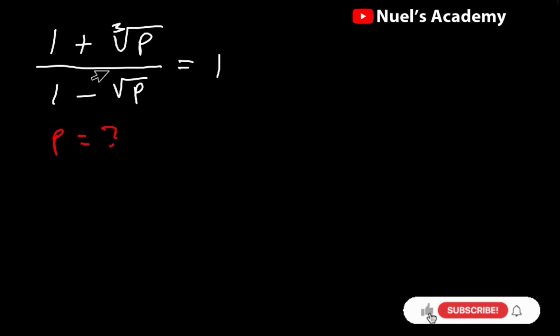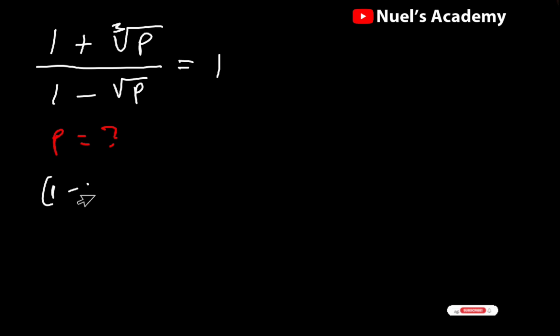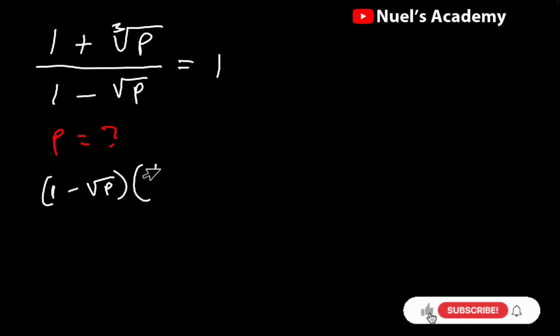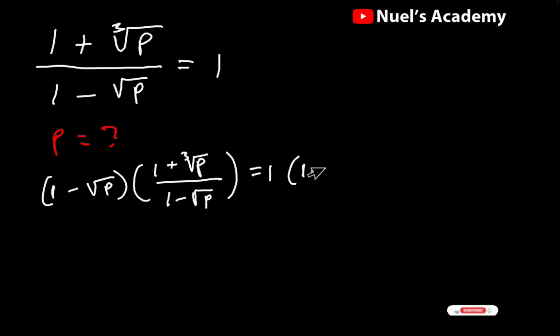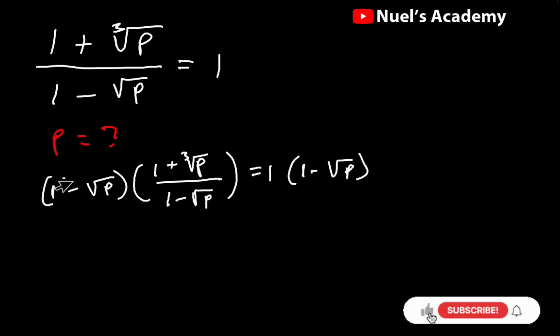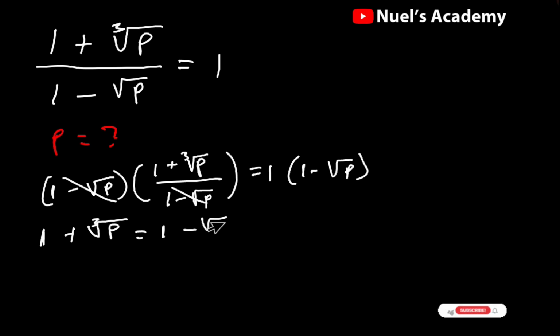The first thing we're going to do is get rid of this fraction by multiplying both sides by the denominator of this equation. The denominator is 1 minus root p. So we have (1 - root p) multiplied by (1 + cube root of p) / (1 - root p), which equals 1 multiplied by (1 - root p). This and this are going to cancel, so we'll be left with 1 plus cube root of p is equal to 1 minus root of p.